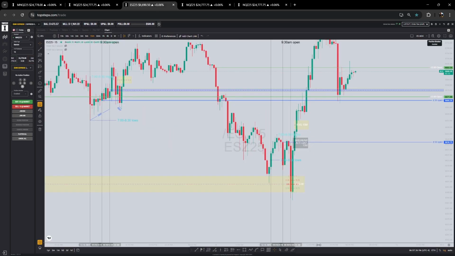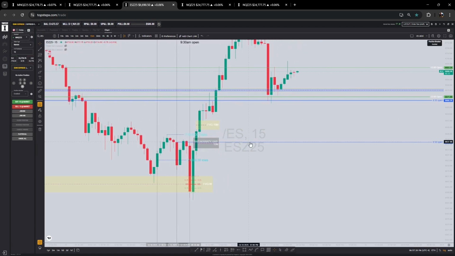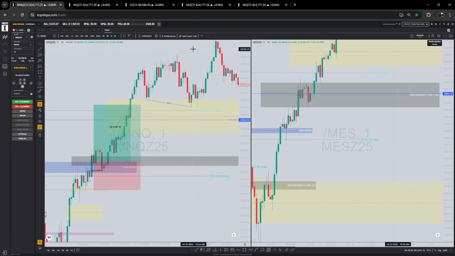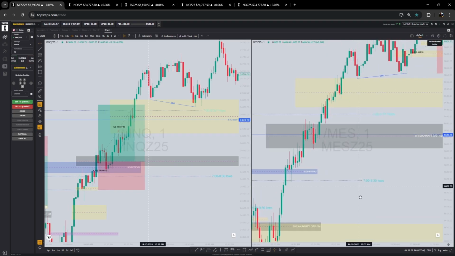Same thing on ES. We had low, high, lower low, price breaking above with two fair value gaps stacked on top of each other. You want to see price go straight to the first fair value gap and leave the other one open, and that would be a breakaway gap. So let's go back to the 1 minute time frame for the trade.